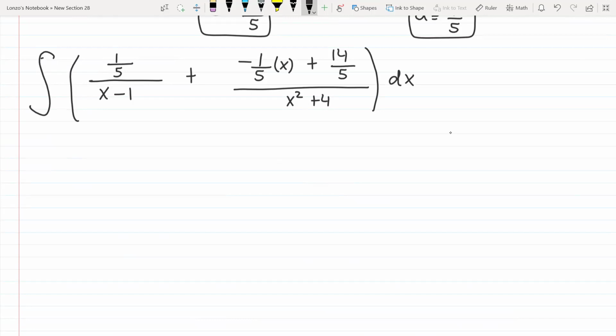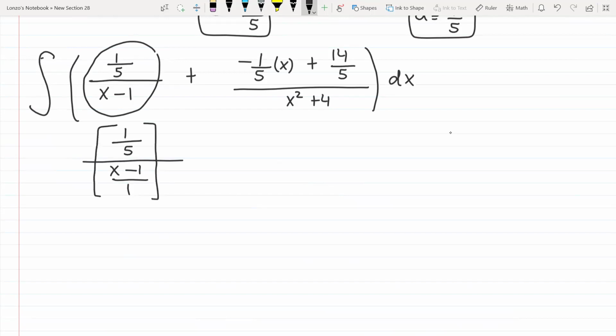You could break it into two integrals, right? Now let's simplify this. What do we have? It's a complex fraction, right? So you can say 1/5 divided by x minus 1 over 1. It's a complex fraction, so I can multiply both the numerator and the denominator by 5. Okay, so 5 times 1/5 just becomes 1. 5 times x minus 1, that's just going to be 5 parentheses x minus 1. So this integral just breaks down to this, and then don't forget dx.